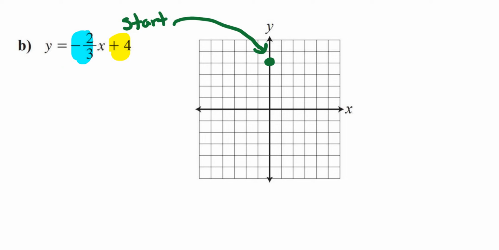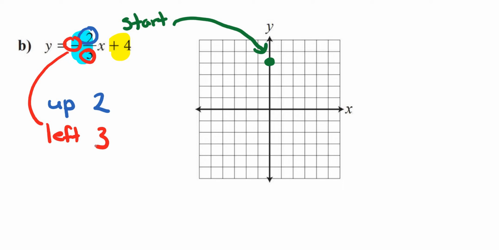And basically what I like to do with slopes is translate the direction. I always start with the numerator first. So that means we go up 2. And since there's a minus sign and a 3 on the bottom, the minus sign means we go left. So left 3. So up 2 and left 3 from that starting point. All right, so from the starting point, we go up 2 and left 3.